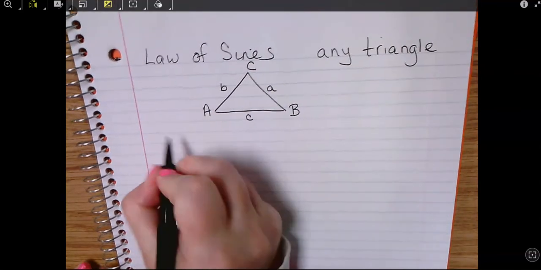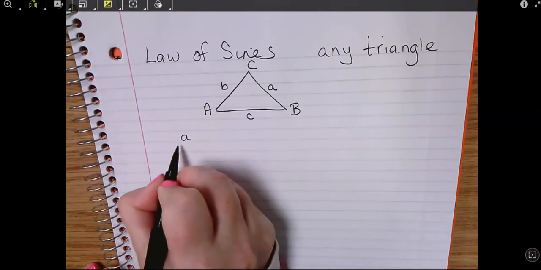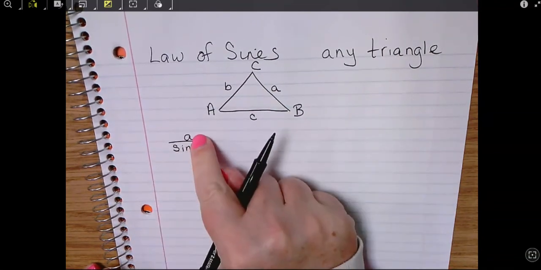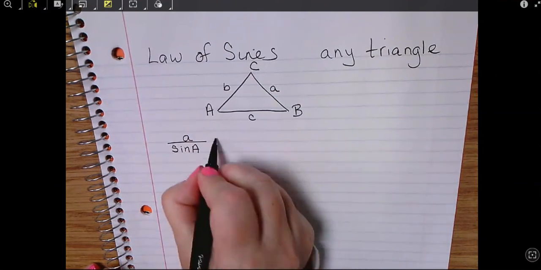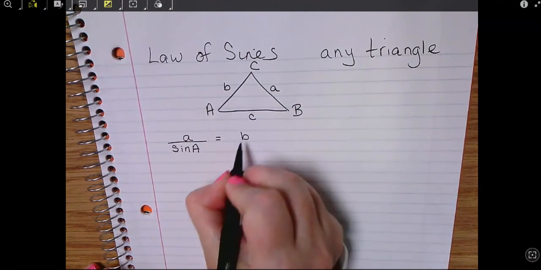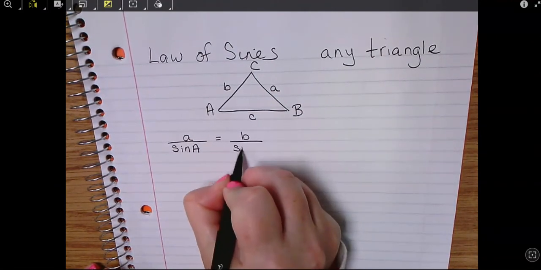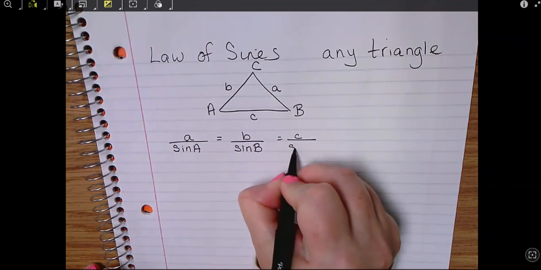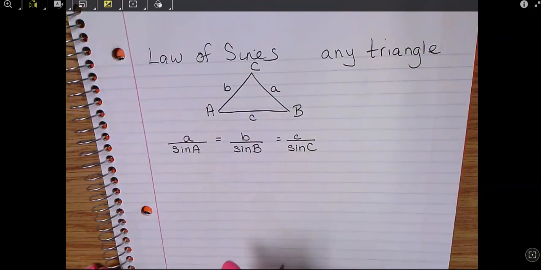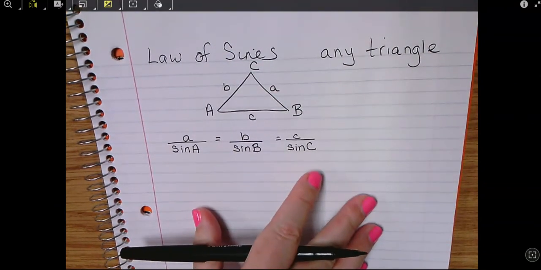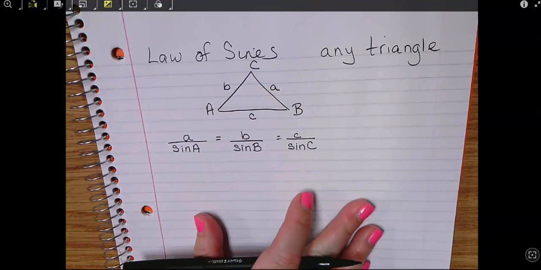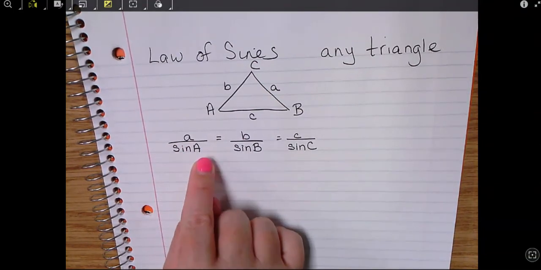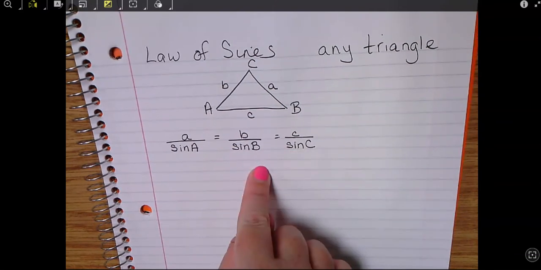Now here is the law of sines. It's little a over sine of big A, so the side over the sine of the angle, is equal to little b over sine of big B, equals little c over sine of big C. I'm not giving you an equation with two equal signs. I'm just showing you that a over the sine of its angle is equivalent to any other letter.